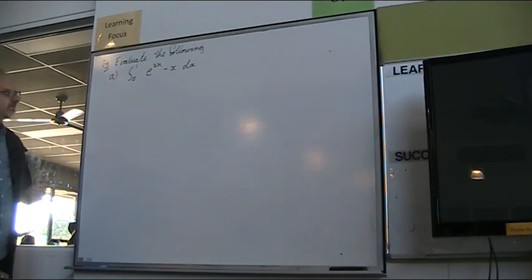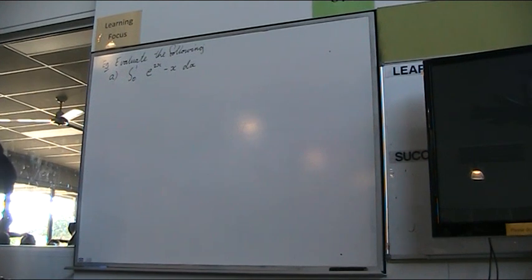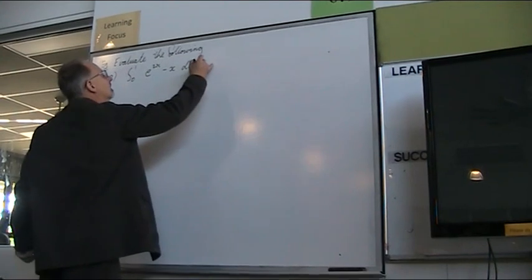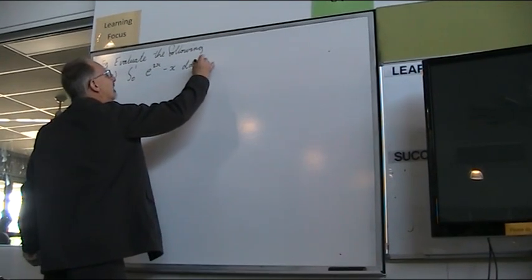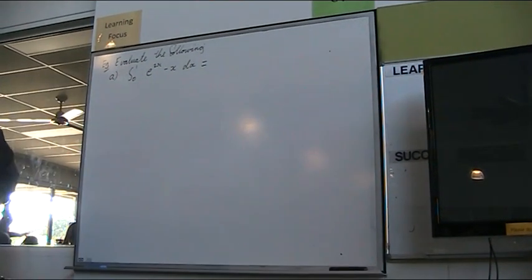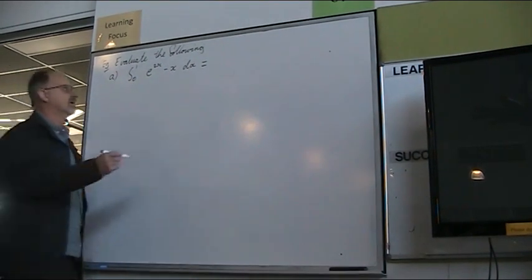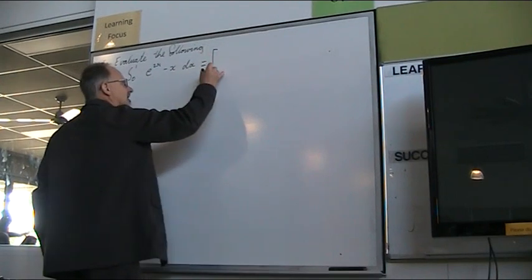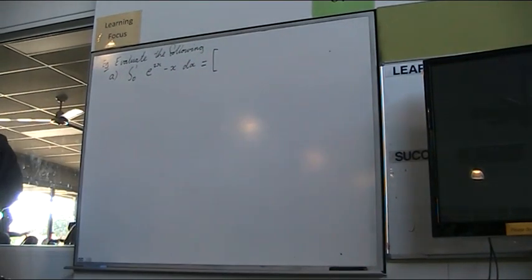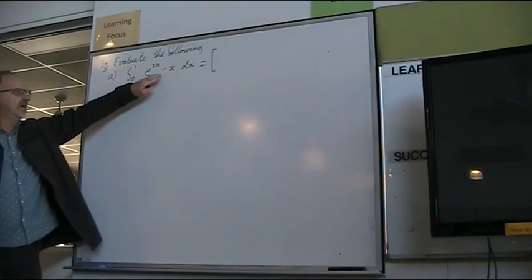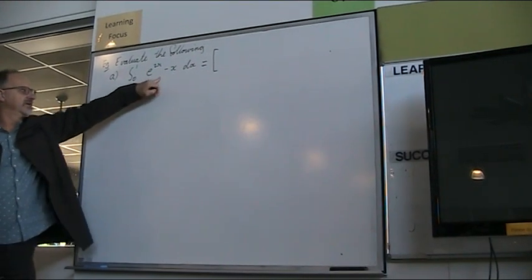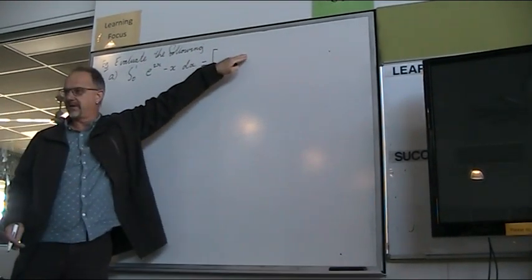So, fundamental theorem of calculus. The way we write this out is the following. We anti-differentiate these things, and the way we set it out is using square brackets, and the antiderivative of these things goes inside the square brackets.